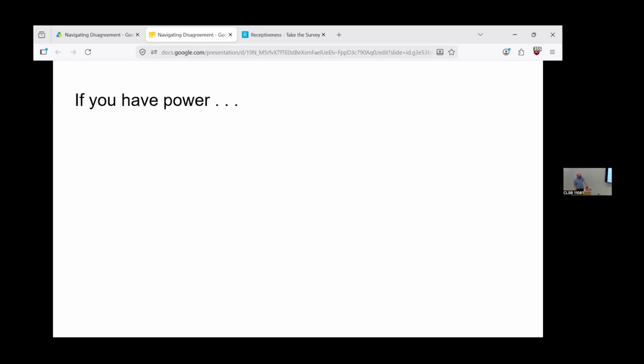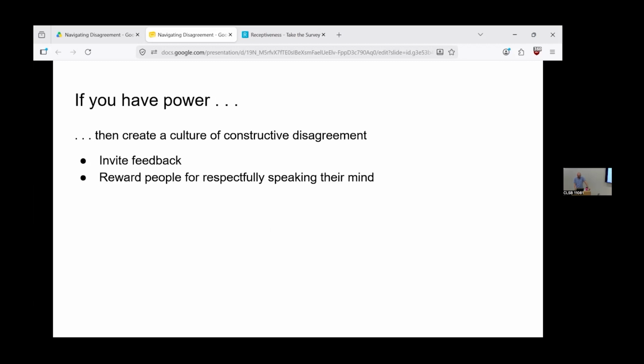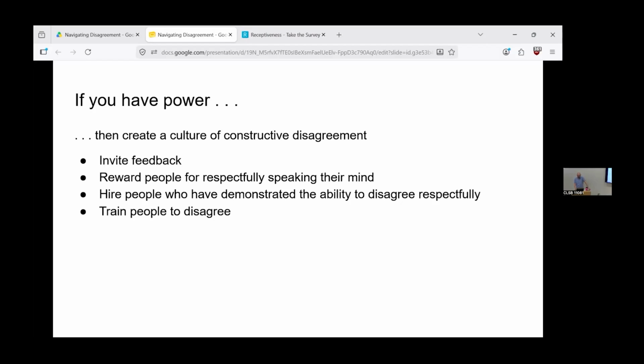All right. So again, we're discussing before a disagreement even occurs. Again, I'll make this plea that if you do have power, try and use it to create a culture of constructive disagreement. So inviting feedback, rewarding people for respectfully speaking their mind, hiring people who have demonstrated the ability to disagree respectfully, and training people to disagree after they've been hired, to the extent that this is possible.